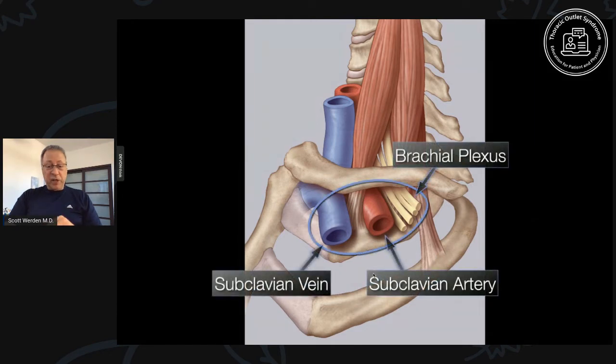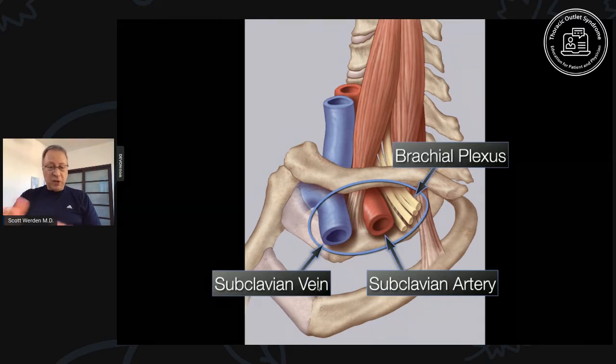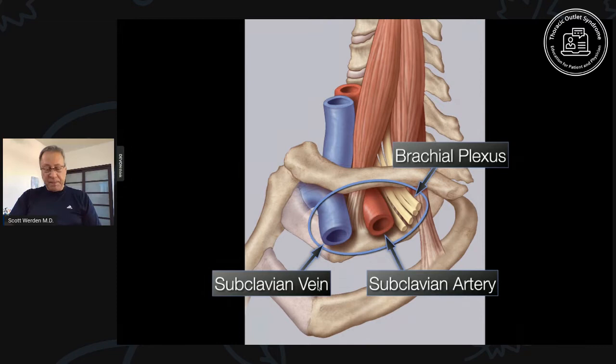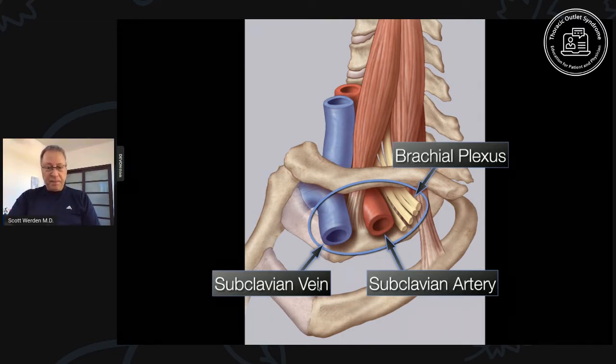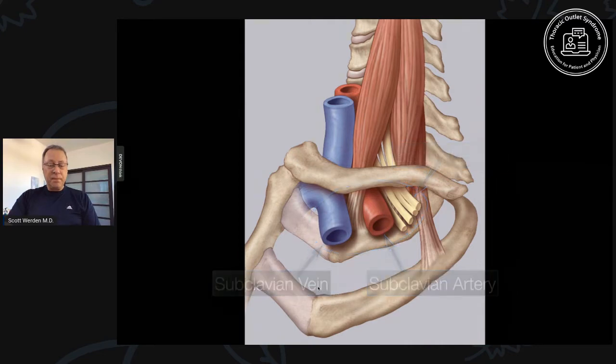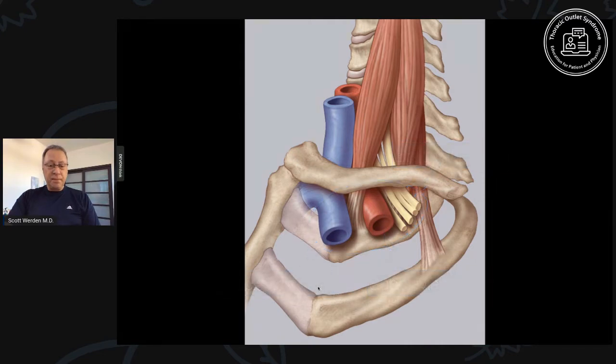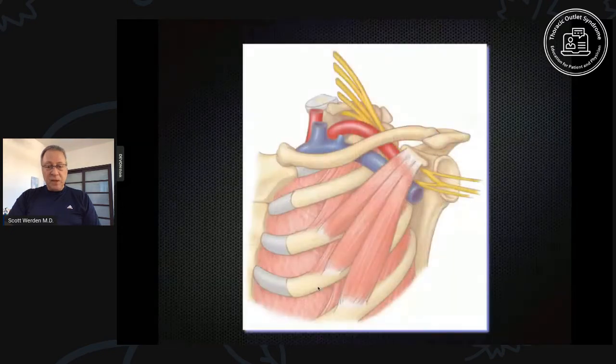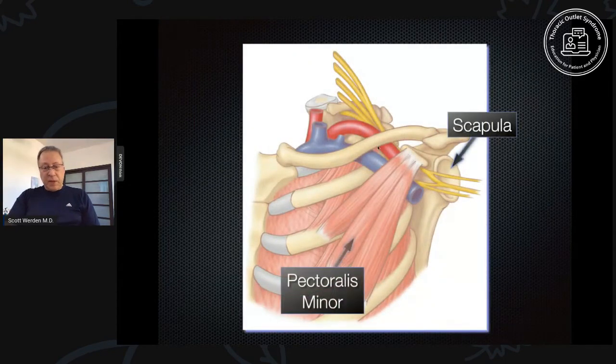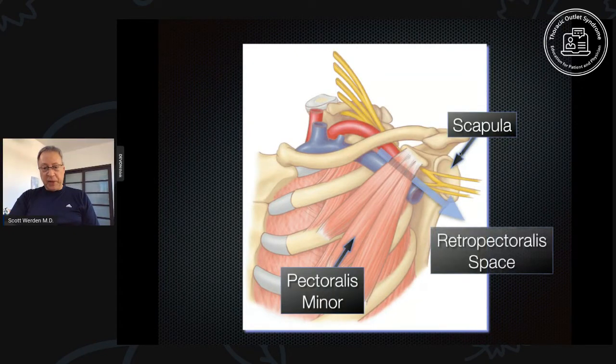Now, the costoclavicular interval contains all three structures: the subclavian vein, subclavian artery, and the brachial plexus. Remember that the scalene triangle only contained two of those. Okay, this is the last space. The pectoralis minor attaches to the shoulder blade or scapula. And now we see what's called the retropectoralis space.